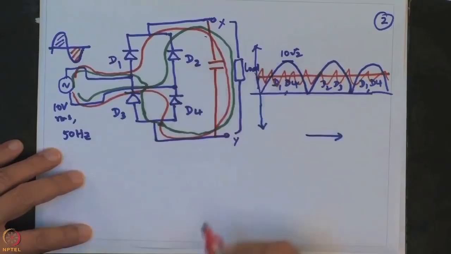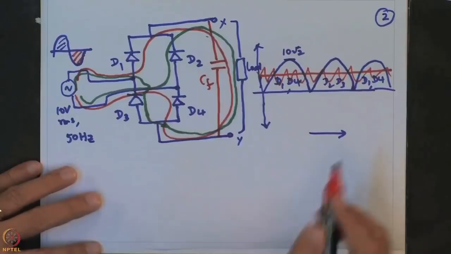So what is the solution for doing this? The simplest solution is to basically place a capacitor. So what we do, we just place a capacitor across terminals X and Y, and we just call it CF.